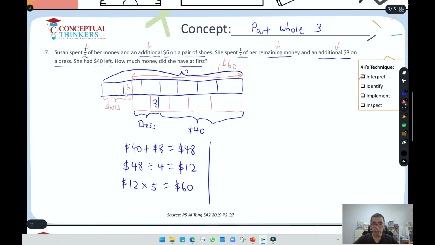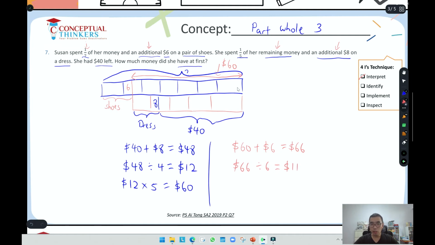So I'm going to add this $6. So I take $60, I add a $6 here. So this will give me $66. Okay, this $6 represents 1, 2, 3, 4, 5, 6 units. Sorry. So I'll take 66 divided by 6. Then I will get $11 for one blue unit.